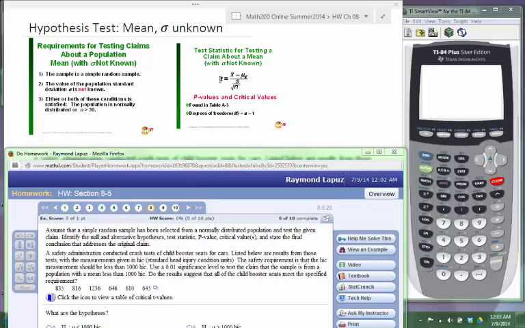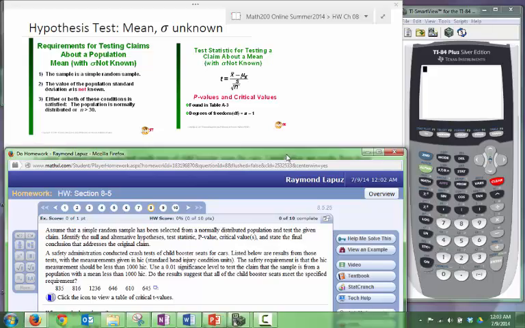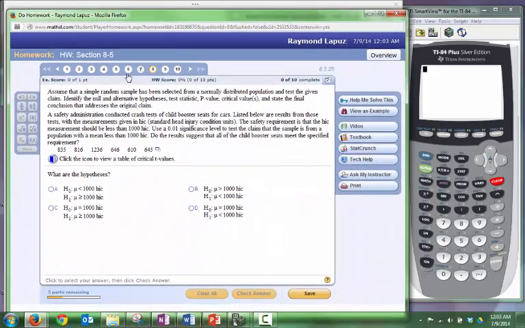So this time we're going to use the t-distribution just like we did for the confidence intervals, and this is going to be the formula for the test statistic for the t-distribution. And the critical values, if we need it, can be found in table A3, where the degrees of freedom is n minus 1. So here's a problem that we're going to try to tackle.